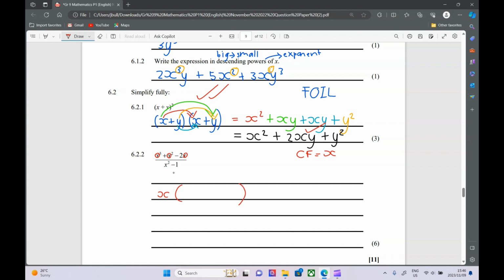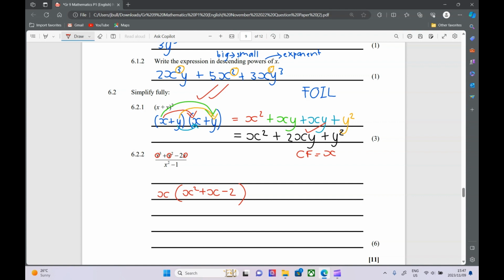x cubed, if I take away an x, I've just got x squared. x squared, if I take away an x, I've just got x. And then 2x, if I take away an x, I've just got 2. I know it's not looking simpler yet, but it is a step. That's already a mark that you've got.